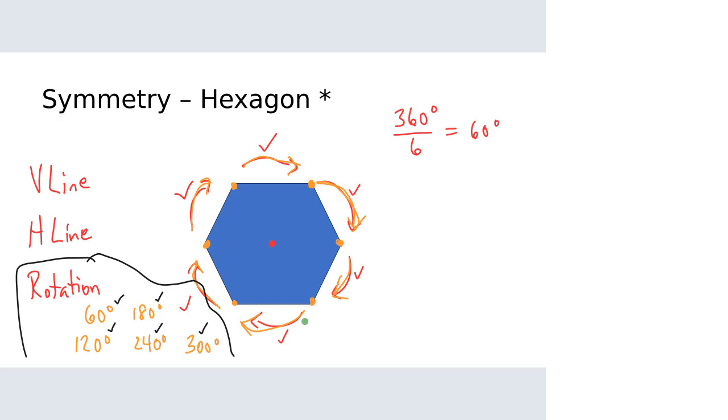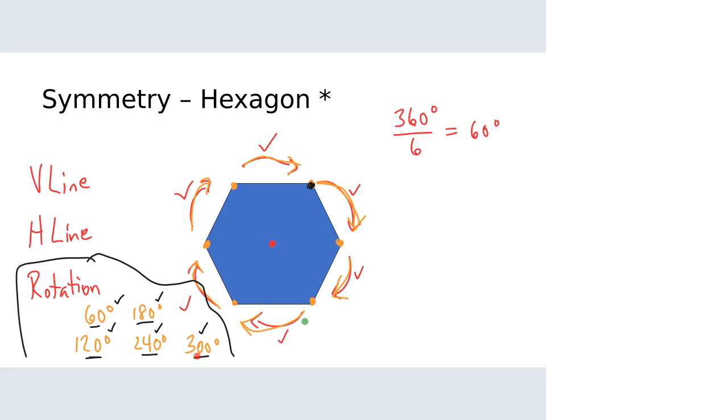Because if I started with a point here, and I do any one of these rotations, I'm going to land in a place that is the same. My shape is going to look exactly as it did when I started. Any questions about what we did with that hexagon?